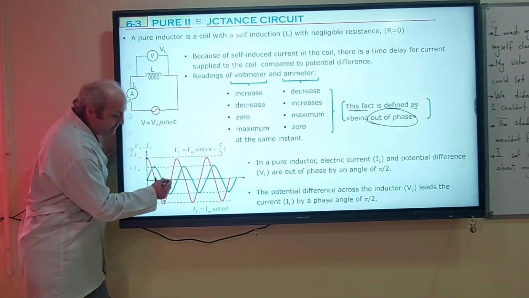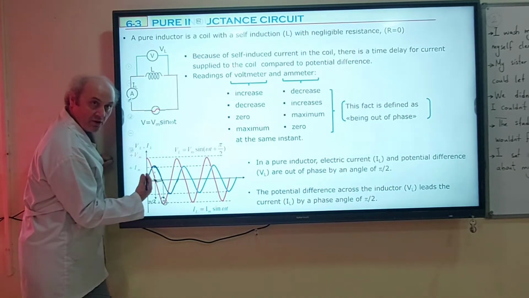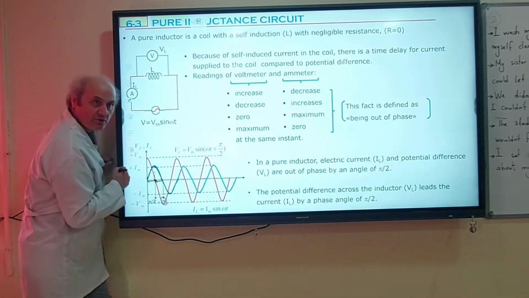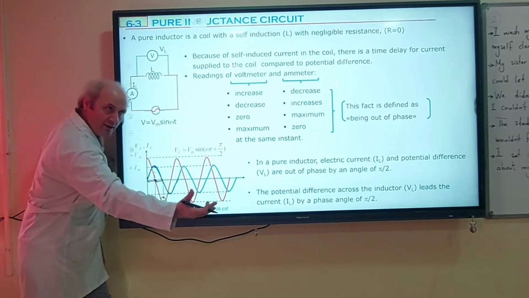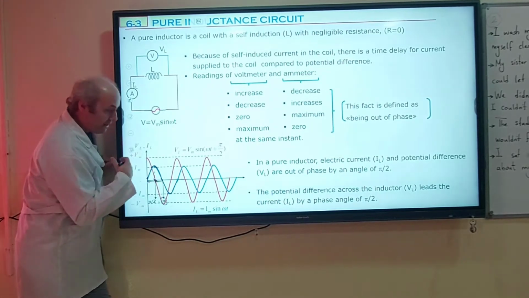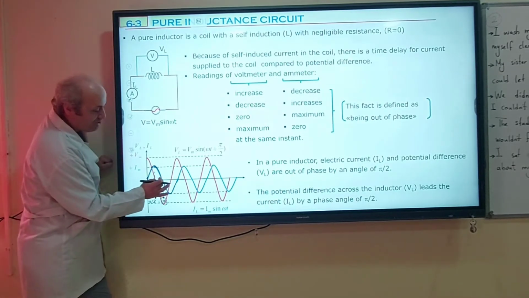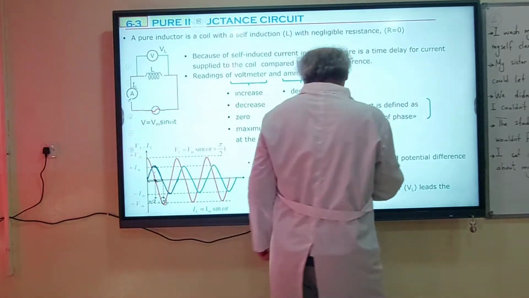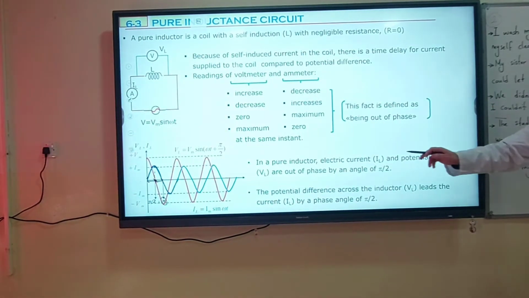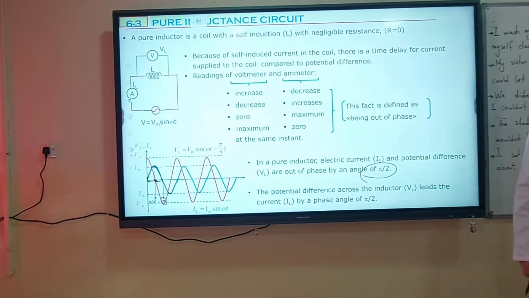So what is the angle between this 0 and the 0 of the electric current? Again 90. Here the potential difference is 0, but after pi over 2, electric current is 0. It takes a pi over 2 angle for the electric current to be 0. This tells you that electric current and potential difference are out of phase by an angle. How much? Pi over 2. So that's why we say that in a pure inductor, electric current and potential difference are out of phase by an angle of pi over 2.